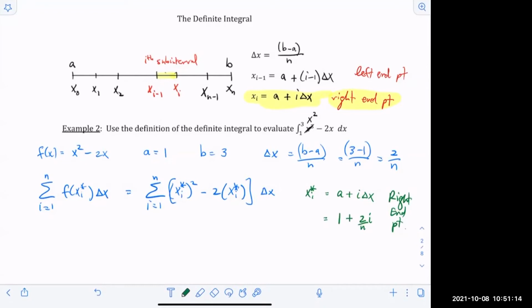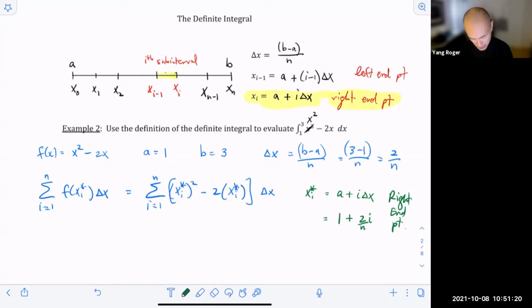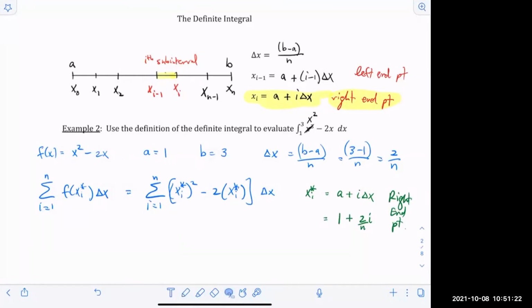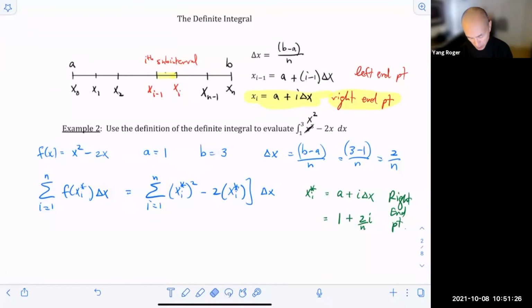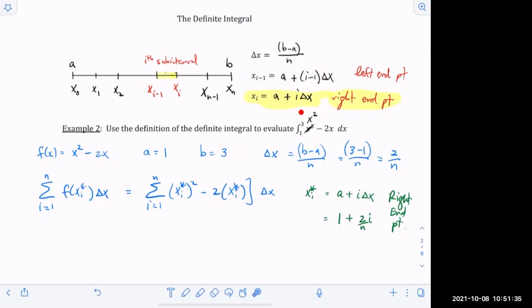Professor, I had a question. Yeah. How did we know to end up using the right endpoint instead of the left? That's a good question. Rocky, you can choose which one to use, but I don't really like messing around with the i minus 1 because I have to do all this distribution and stuff. So I always use the right endpoint. Oh, okay. Sounds good. Thank you.